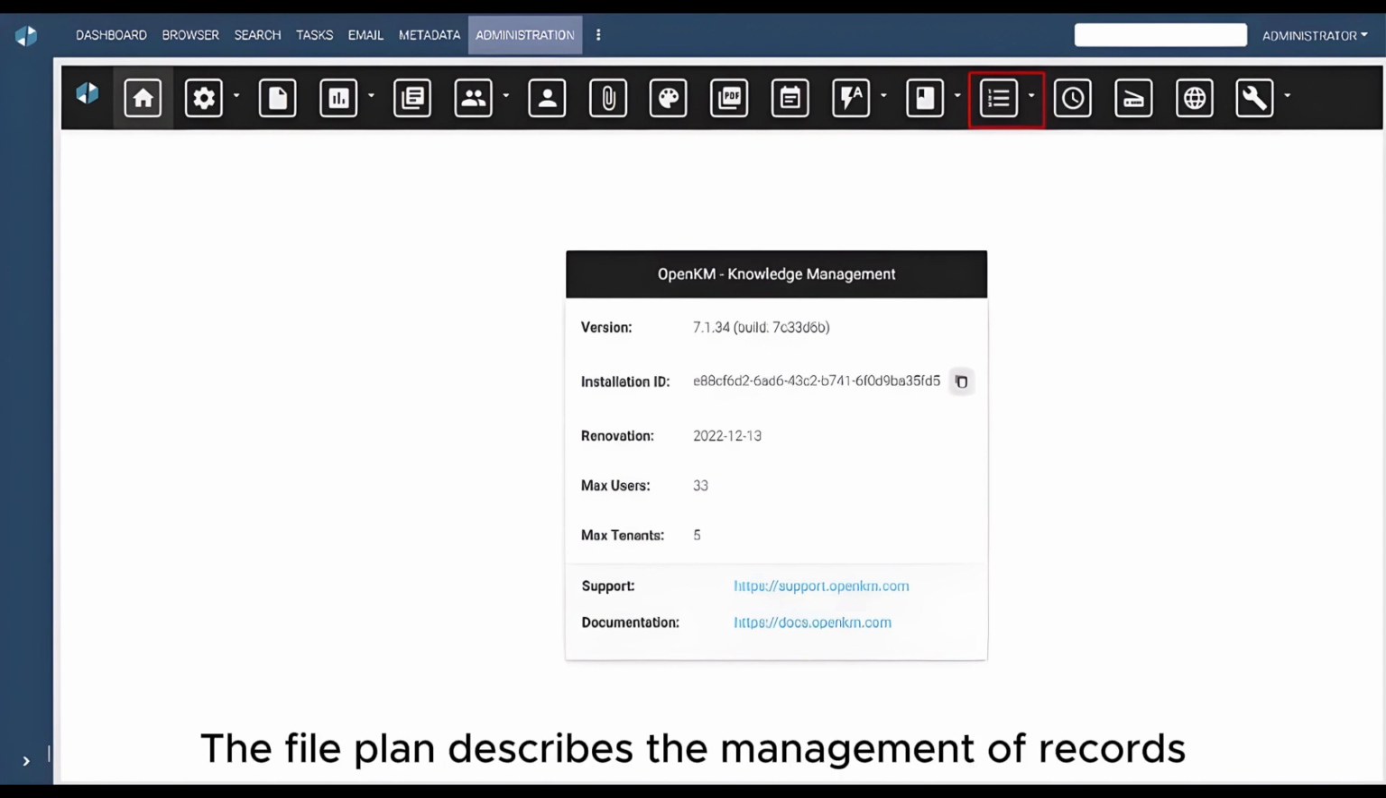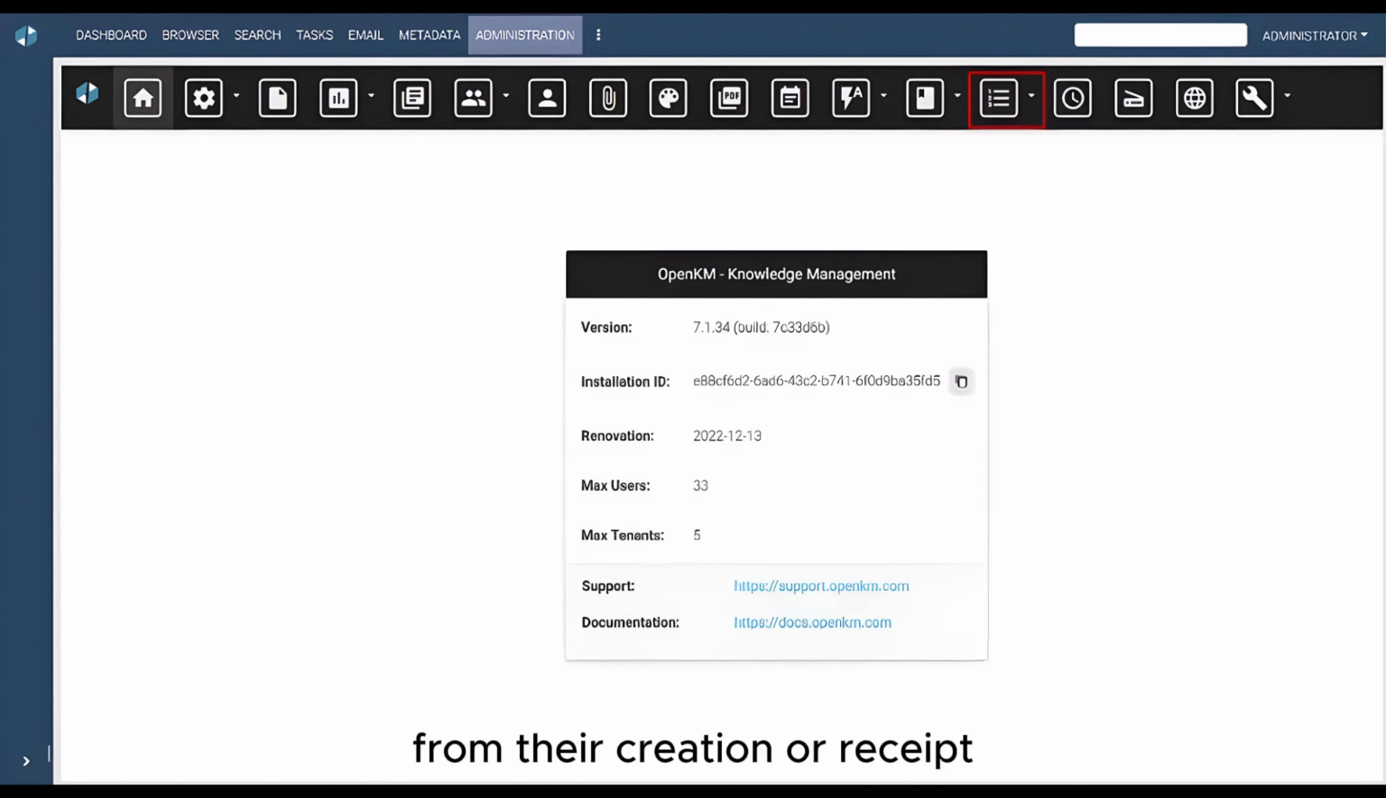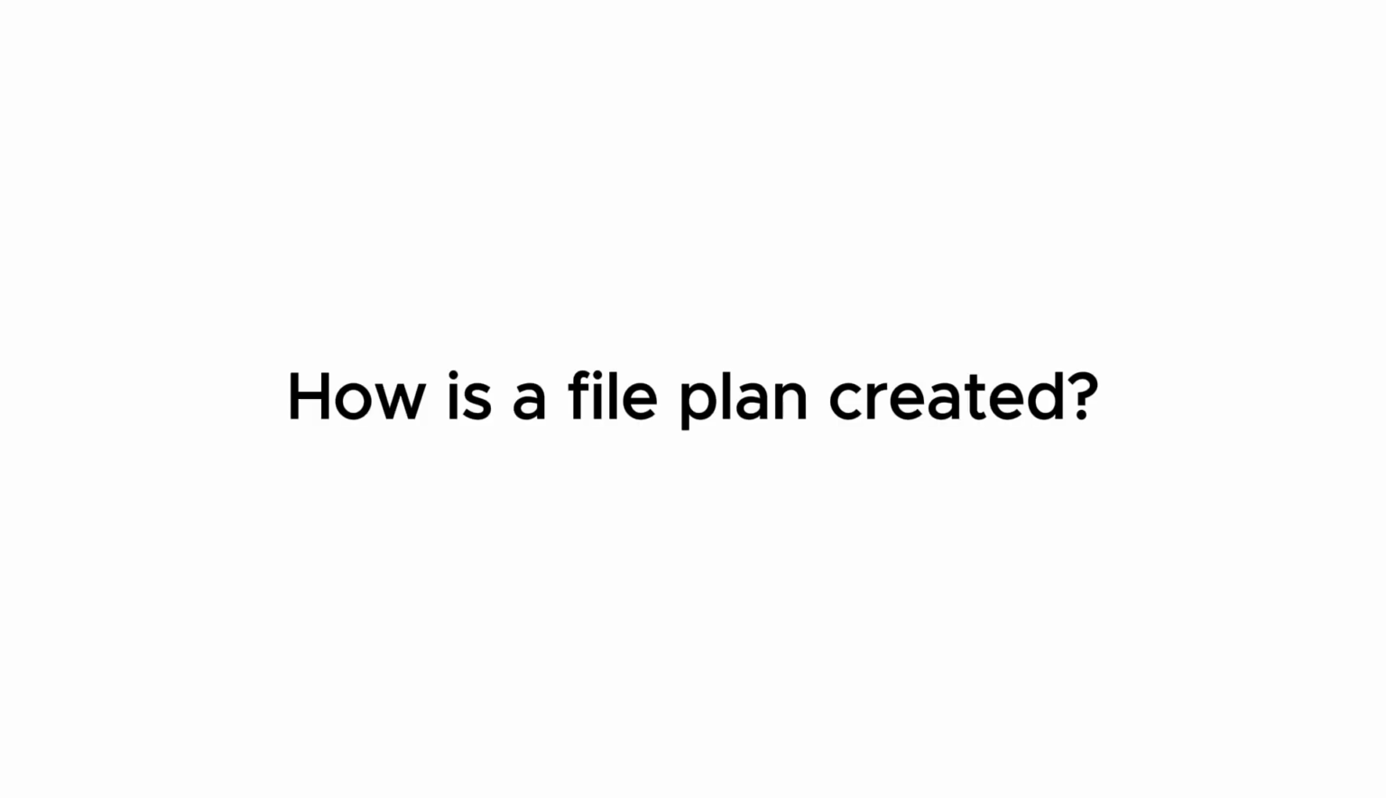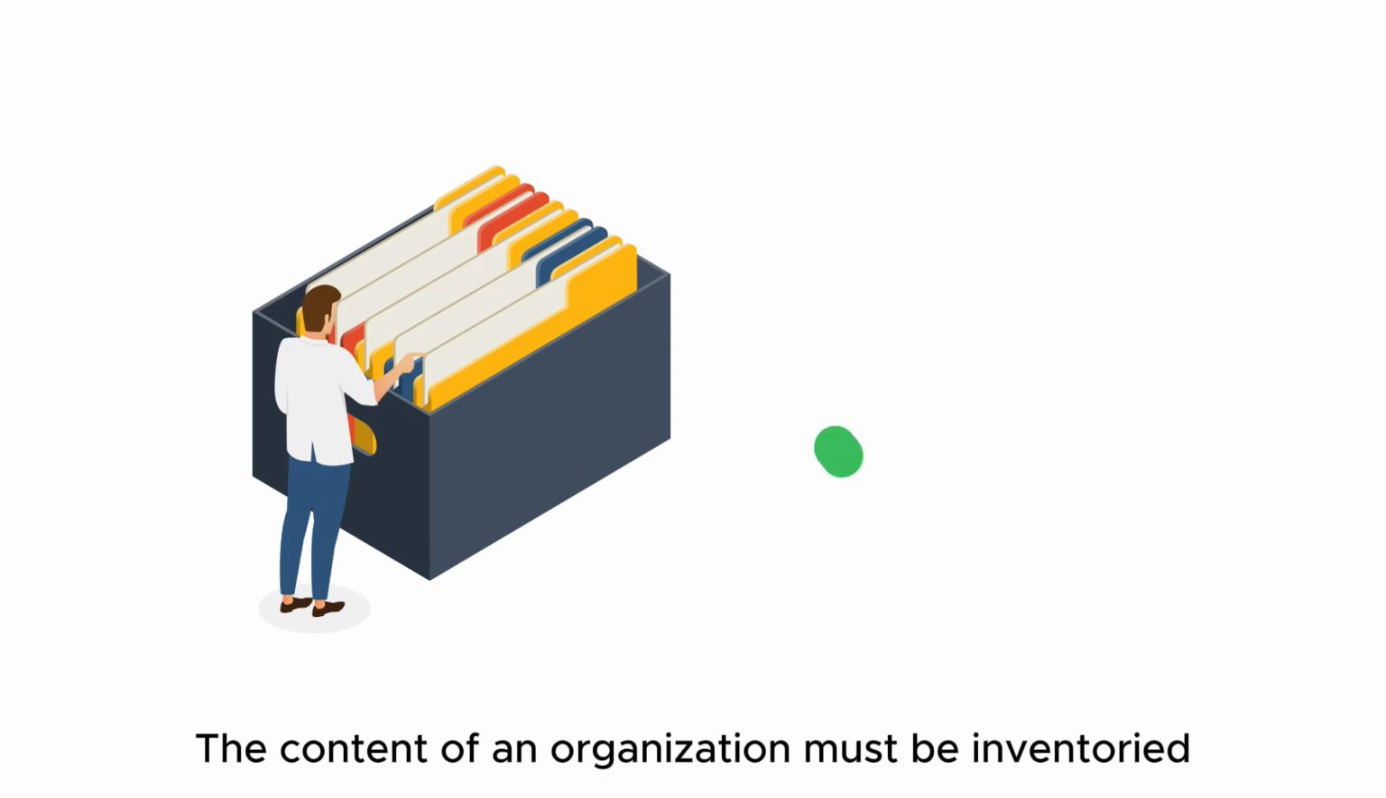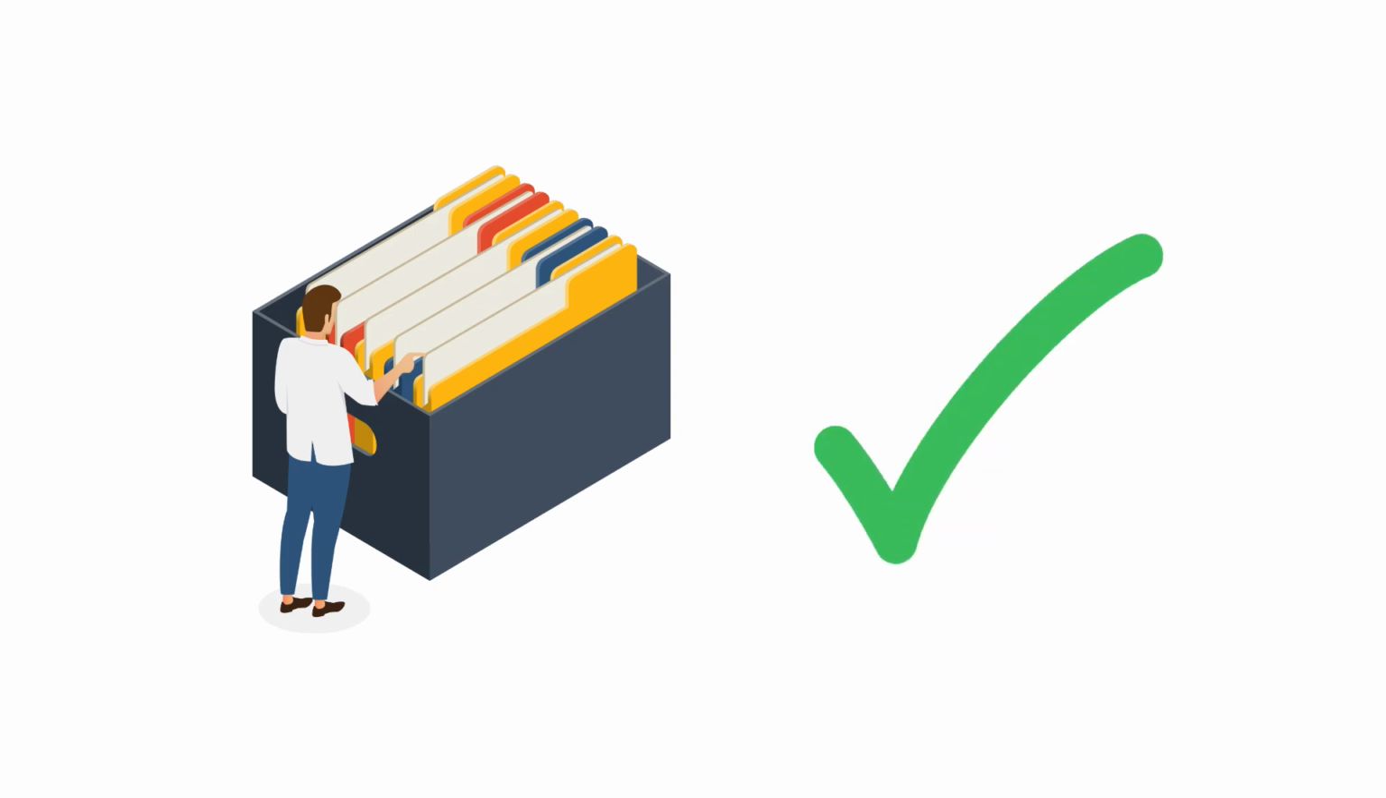The file plan describes the management of records from their creation or receipt in the document management and electronic record system until their final disposition. How is a file plan created? The content of an organization must be inventoried to create a file plan.